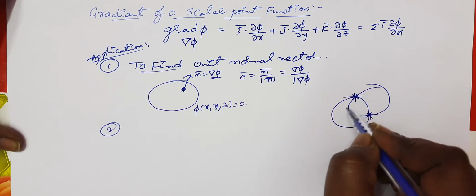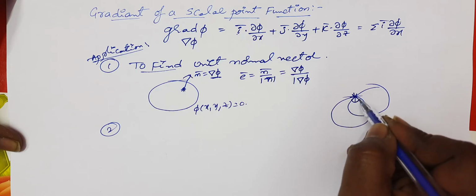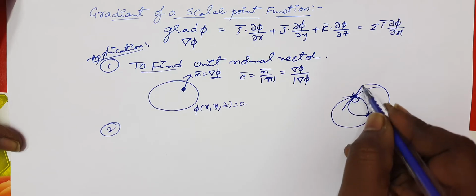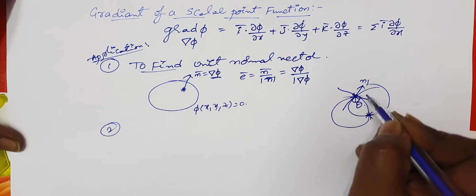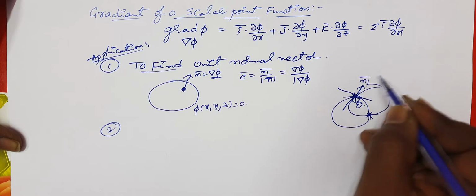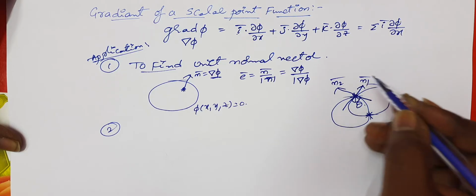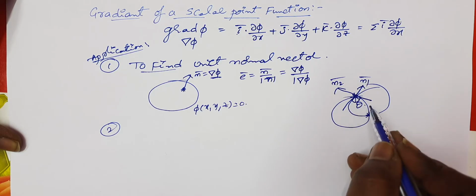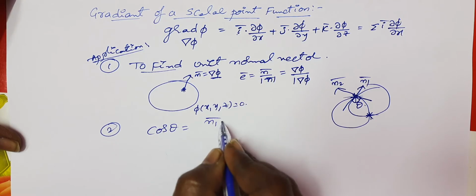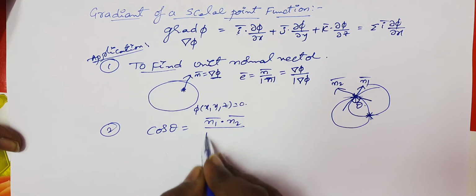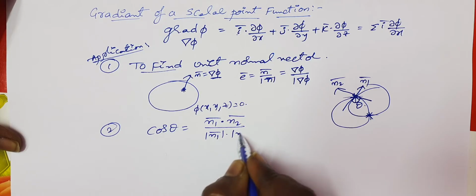Okay, so the angle between two surfaces at the intersecting point is nothing but the angle between the two normals. If we take this as the first normal n1 bar, this is the second normal n2 bar, and theta is the angle between the two normals, then the formula for cos theta is equal to n1 bar dot n2 bar by length of n1 bar into length of n2 bar.